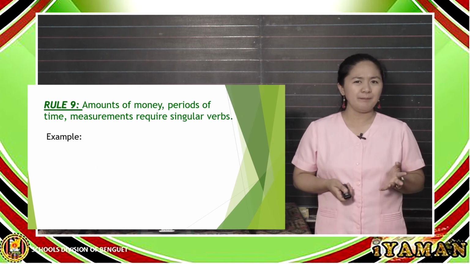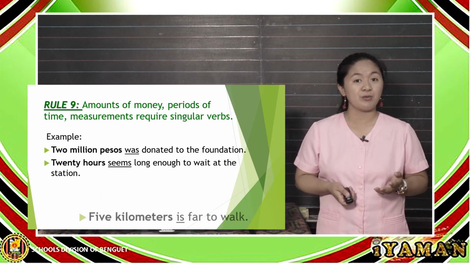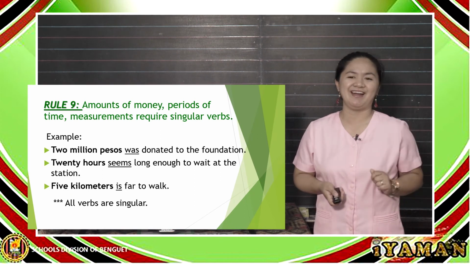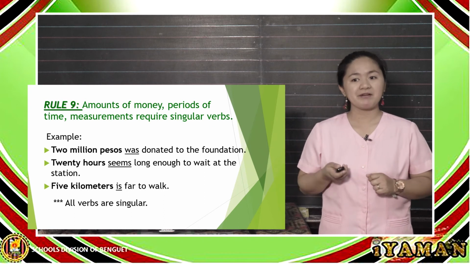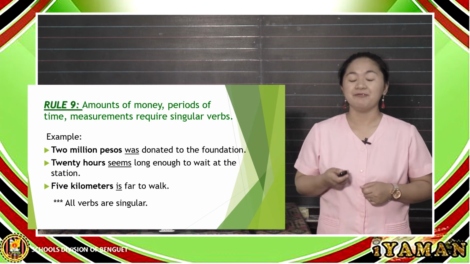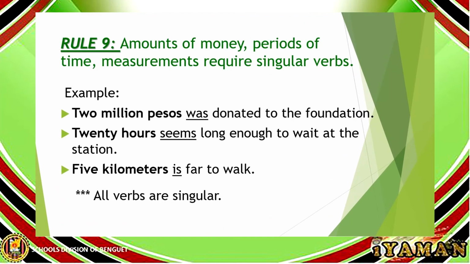Do amounts of money, periods of time, and measurements require a singular or plural verb? You got it right. Amounts of money, periods of time, and measurements require singular verbs. For example, 2 million pesos was donated to the foundation. 20 hours seems long enough to wait at the station. 5 kilometers is far to walk. All verbs are singular.